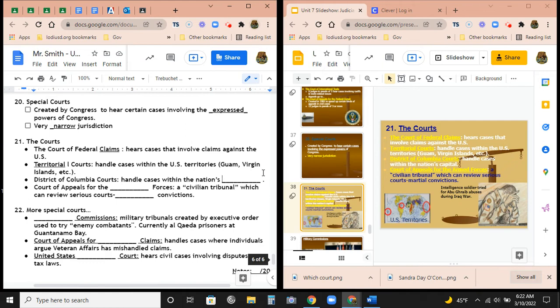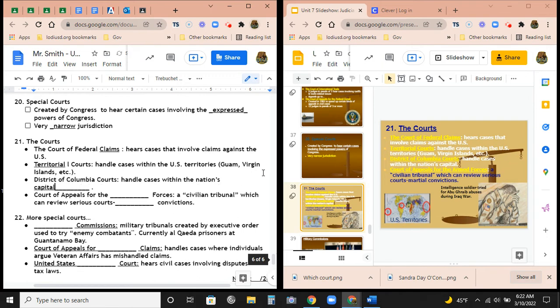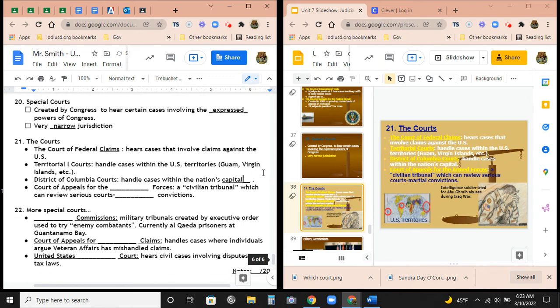District of Columbia courts handle cases within the nation's capital. Those are the ones in D.C. D.C. also doesn't have congressmen from that area, so you get special courts because the process is different than with states. Court of Appeals for the Armed Forces is another one.